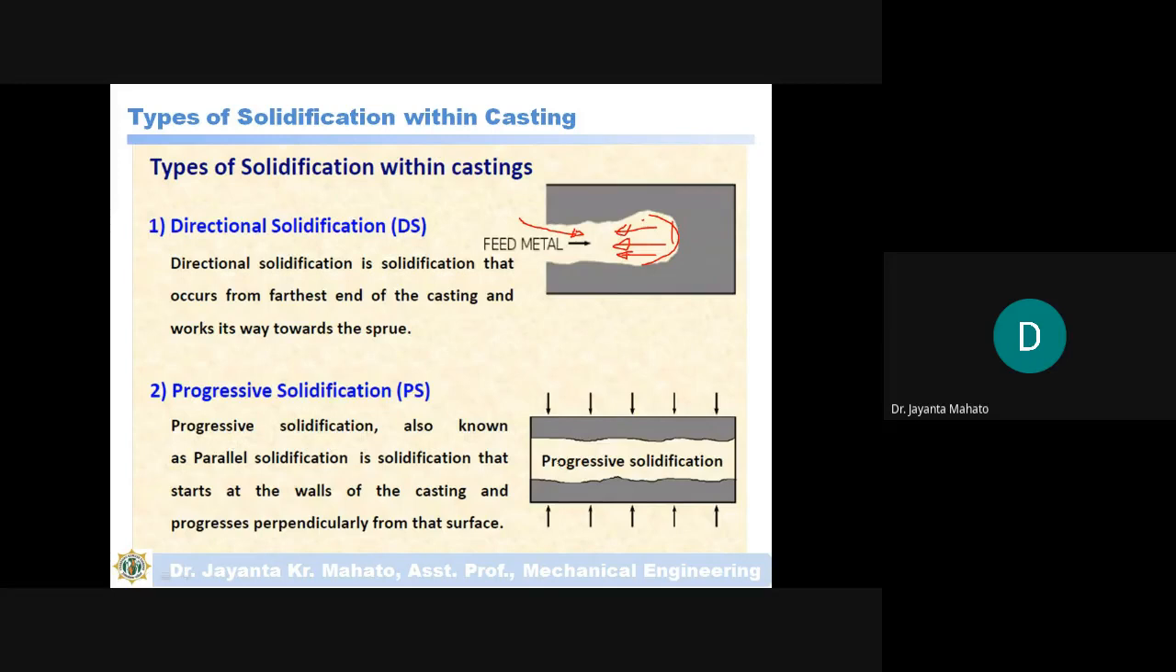And progressive solidification is also known as parallel solidification, and in this case solidification starts at the wall of the casting and progresses perpendicularly from that surface. Means it starts from the surfaces, parallel to the surface, and it goes towards the center. So this is the progressive solidification.